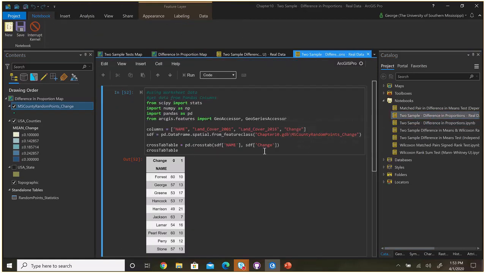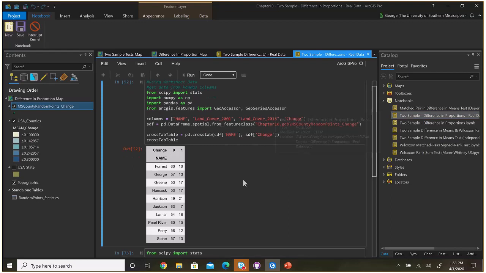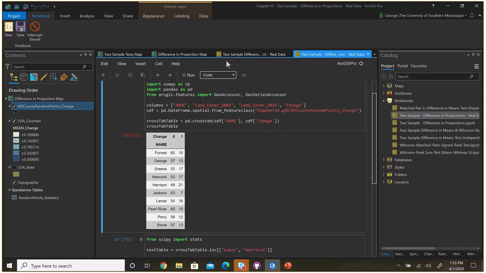This Python notebook actually shows the test. The first thing I did was take the data and organize it by county and sum it up. This column is not changed, and this is the change. So in other words, change, no change.